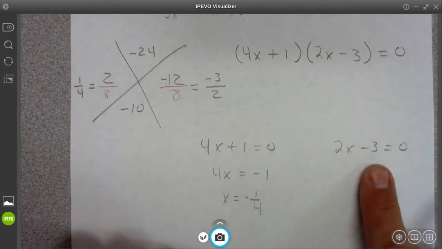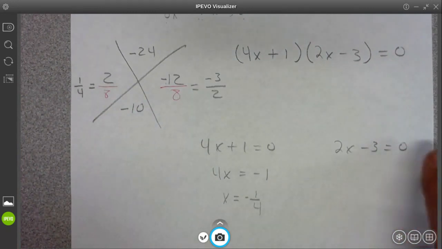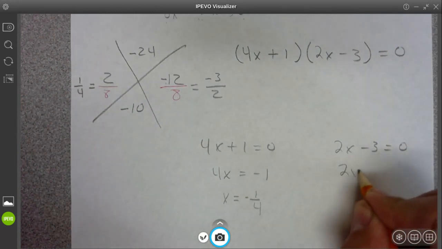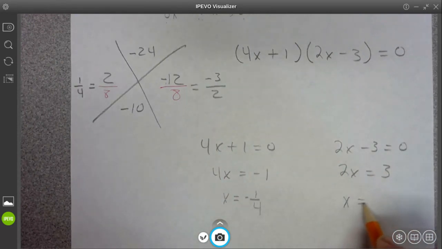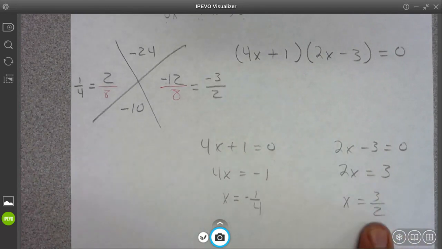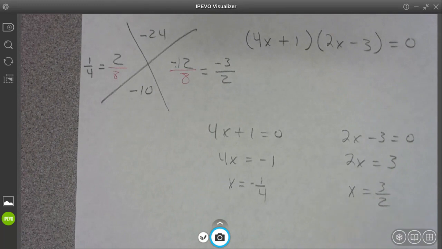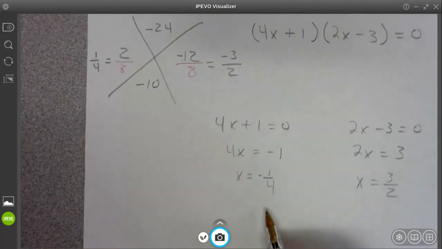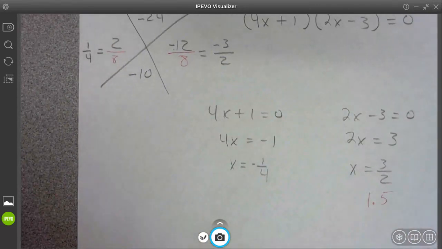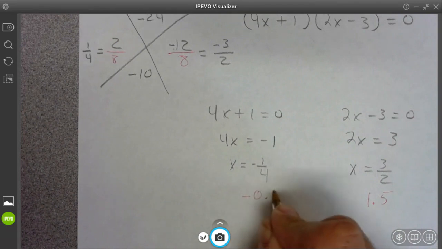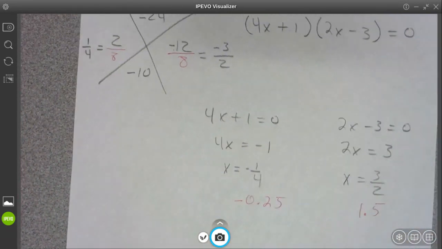And on this one, I'm guessing I'm going to get positive 3/2. You'll add 3 to both sides, and then divide by 2. And that's how it happened. Man, it sure is a big coincidence, isn't it? Probably not. If you wanted to write them in decimal form, just throw them in a calculator. This one is 1.5, and this one is negative 0.25. That's all.